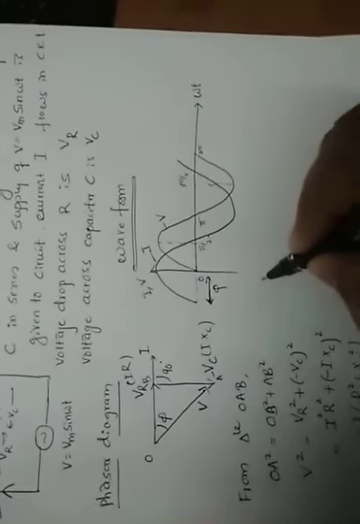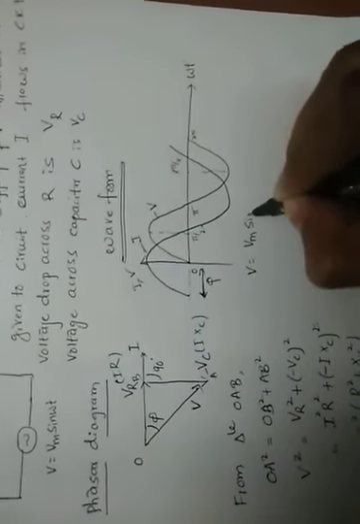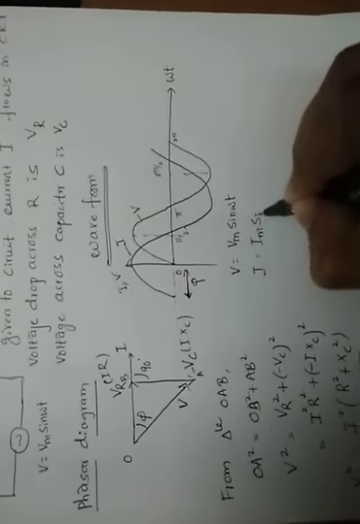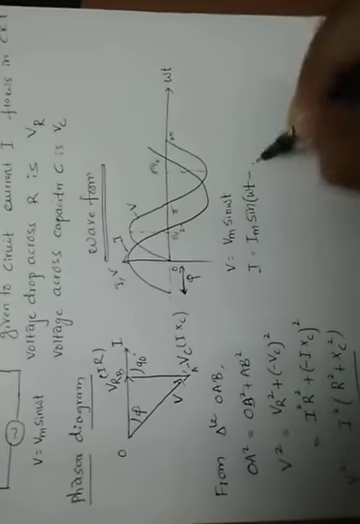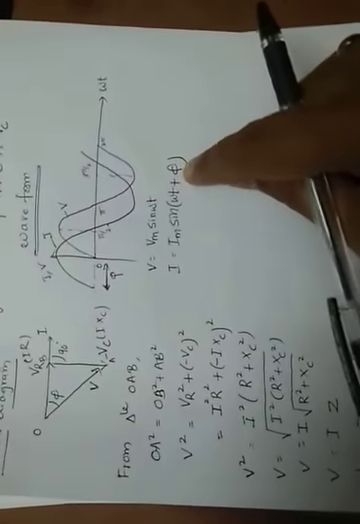So you can write the voltage equation and current equation like this. V is equal to Vm sine omega t. I is equal to Im sine of omega t plus phi, because it is leading. Current leads the voltage by angle phi, so that's why we are writing positive. Now we can write the instantaneous power here.